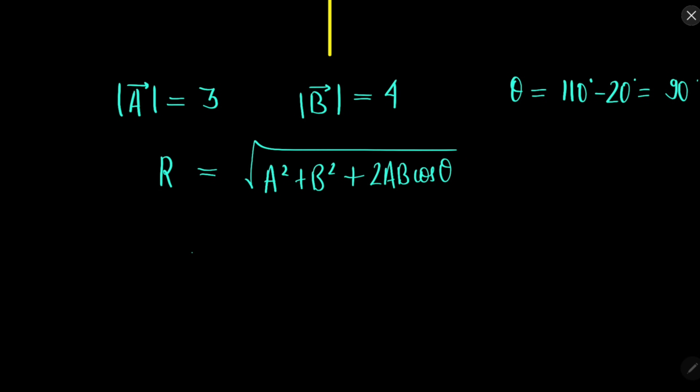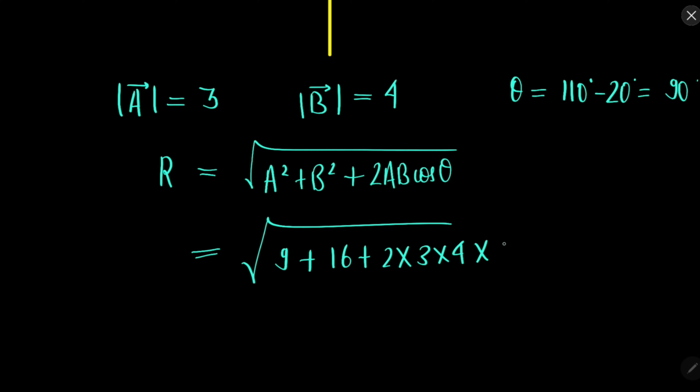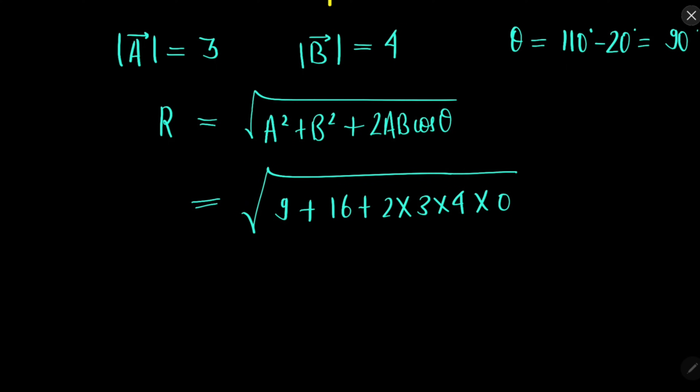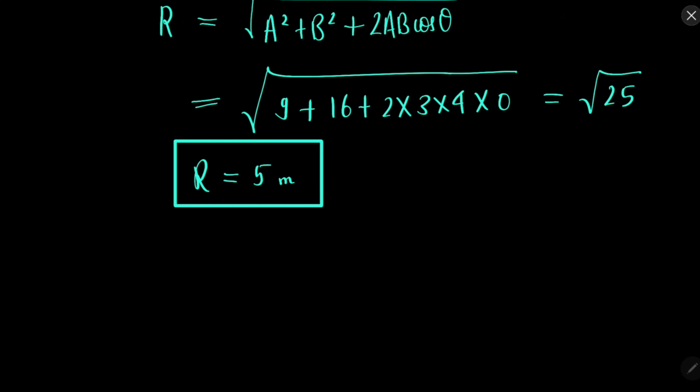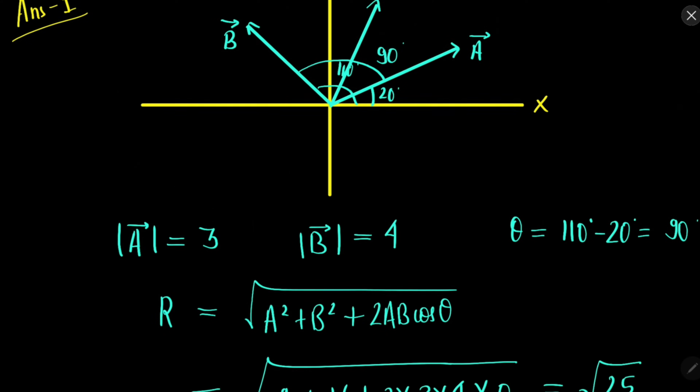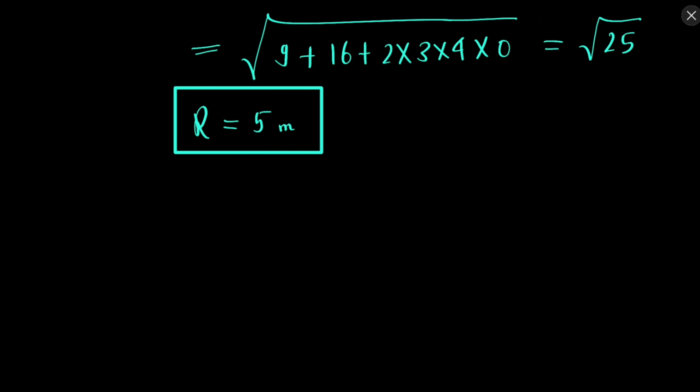So root of 3 square is 9, 4 square is 16, plus 2 into 3 into 4 into cos 90, which is 0. Cos 90 is 0. So you will have root 25, so R will be equal to 5 meters. The resultant will be 5 meters. Now what about the angle? This is the value, the magnitude. Now what about the direction?